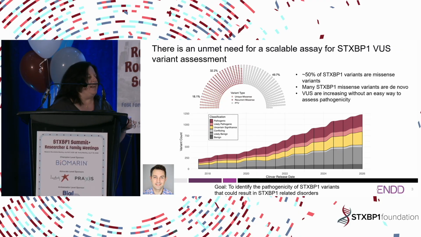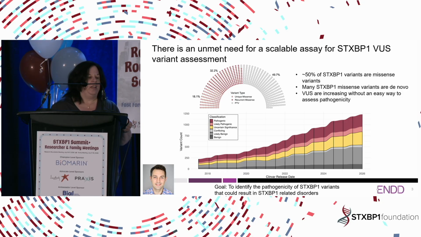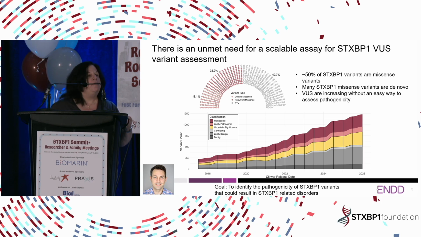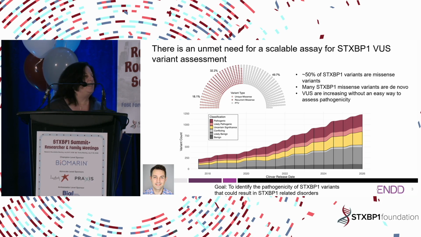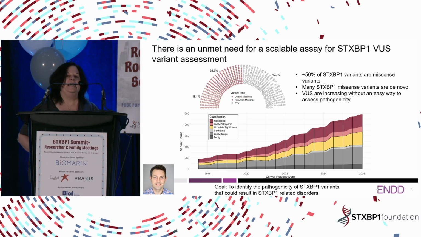Now, there is an unmet need to identify a scalable assay to determine STXBP1 variants and determine whether or not they're pathogenic. Approximately 50% of STXBP1 variants are missense variants, many of which are de novo. Also, over the course of time, there's an increased amount of variants of uncertain significance that have been identified, increasing the need to identify pathogenicity of STXBP1 variants that could lead to STXBP1-related disorders.